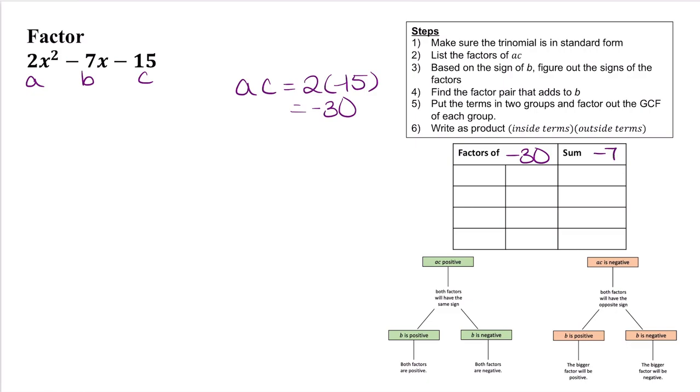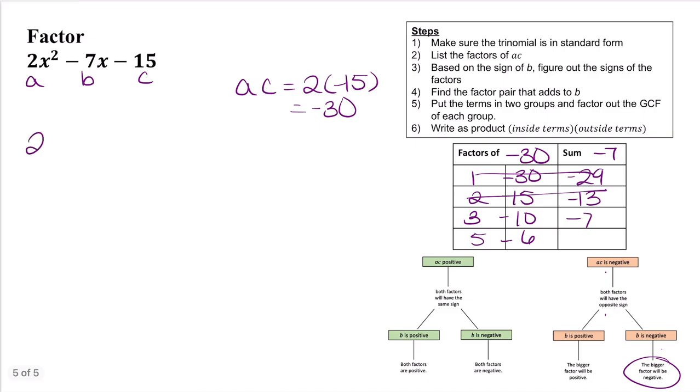I'm going to start off by listing out the factors of 30. So I have 1 and 30, 2 and 15, 3 and 10, and 5 and 6. Since AC is negative, both my factors will have opposite signs. B is negative, so my bigger factor is going to be negative. So I'm going to make all these bigger factors negative. 1 and negative 30 is negative 29. 2 and negative 15 is negative 13. 3 and negative 10 is negative 7, so that is the pair that I need.